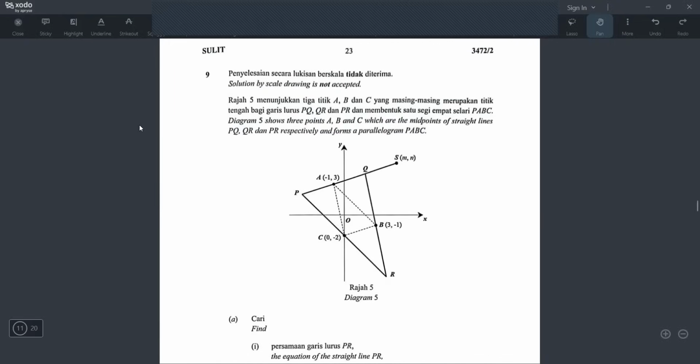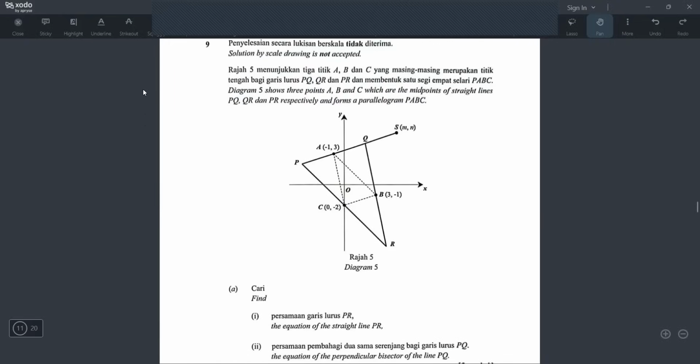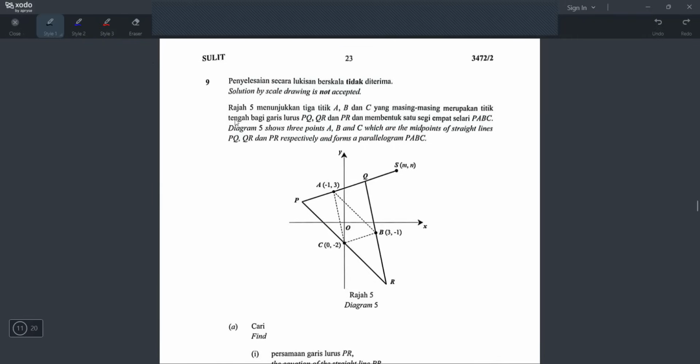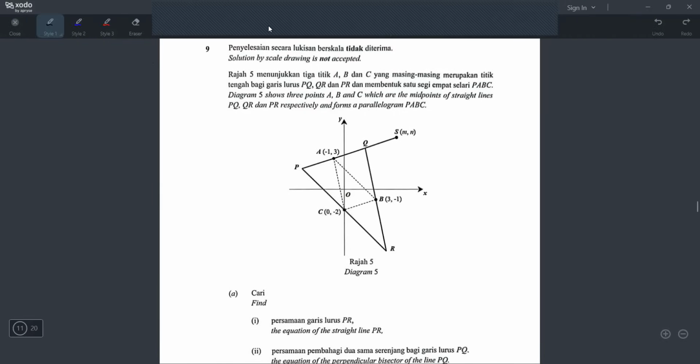Okay, let's continue with number 9. I think this is what chapter? Coordinate geometry, right? So let's read the question. Okay, solution by scale drawing is not accepted. Okay, I don't care. And then diagram 5 shows 3 points A, B, and C, which are midpoints of straight lines PQ, QR, PR. So let's say point A is the midpoint of PQ, and then point B will be the midpoint of QR, and C is the midpoint of PR, right?